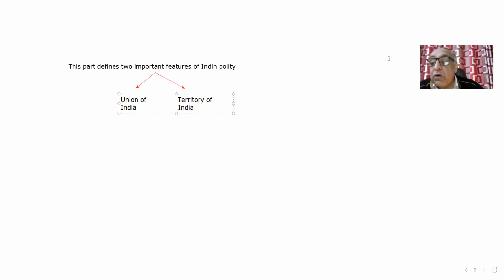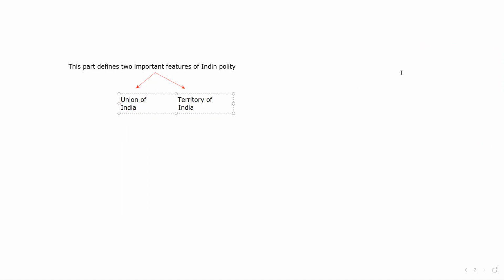The two important points have been mentioned here: the Union of India and the Territory of India. Now, what do we mean by the Union of India? The important thing here is that the Union of India includes the states of India.